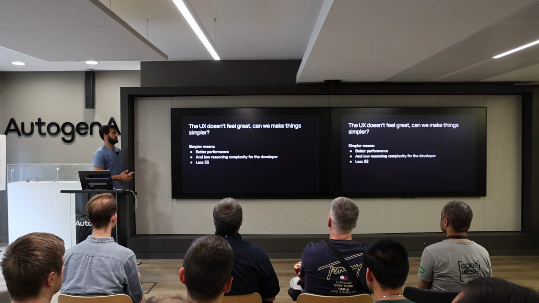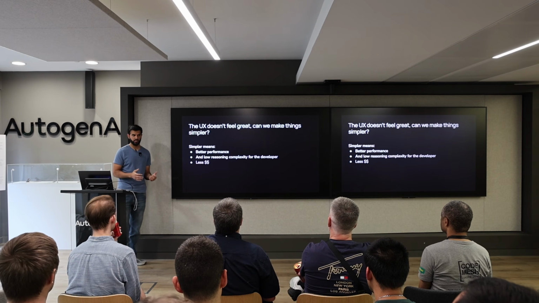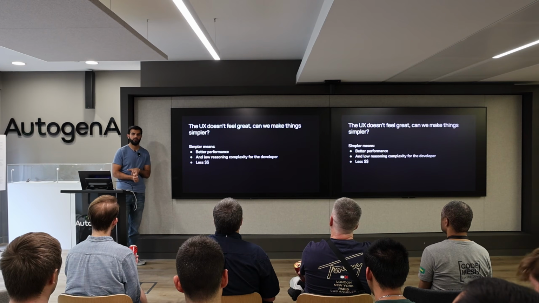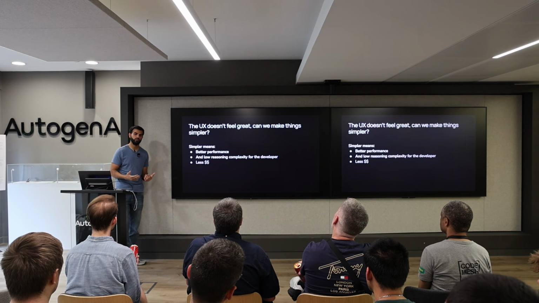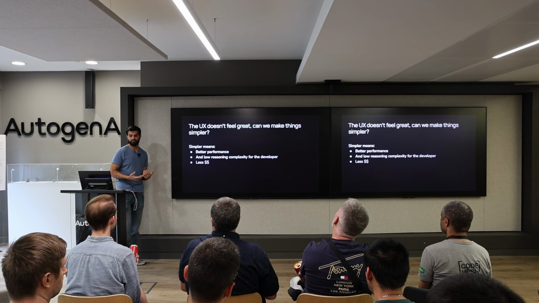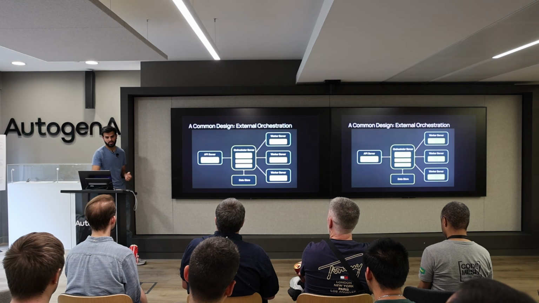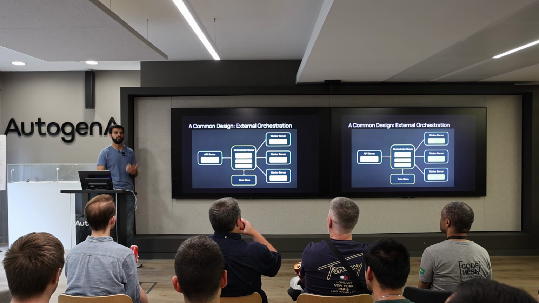Yeah, so to me the UX doesn't feel great. Can we make things simpler? And simpler for me means, can we get better performance, low reasoning complexity for the developer to reason about an orchestration system and start working with it and bring it to its application and use the potential of it. And can it cost less, right? So in my experience, when something is complex, it also means it costs more. And when something is simpler, it means that it costs less too.